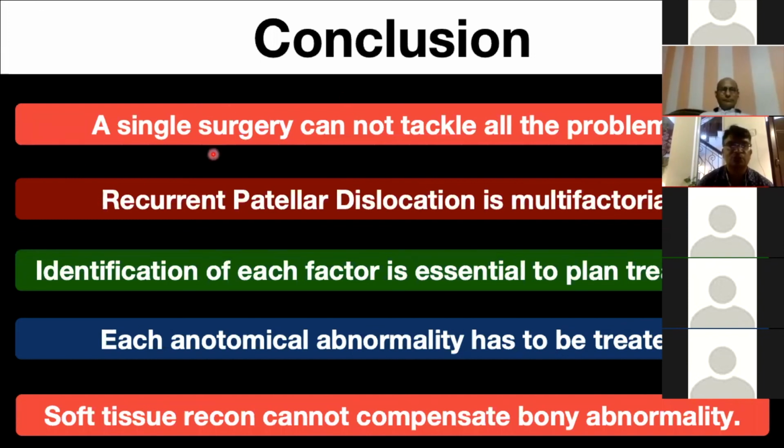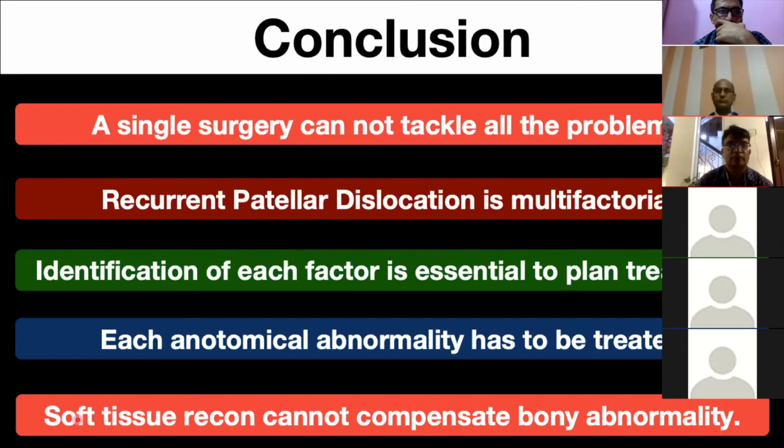And I'd like to conclude by saying that a single surgery cannot tackle all the problems. Recurrent patella dislocation is multifactorial. Identification of each and every factor is essential to plan the treatment. Each anatomical abnormality has to be treated. It is not that one surgery will take care of all the anomalies. If there are multiple anomalies, multiple surgeries. Only one anomaly, one surgery.